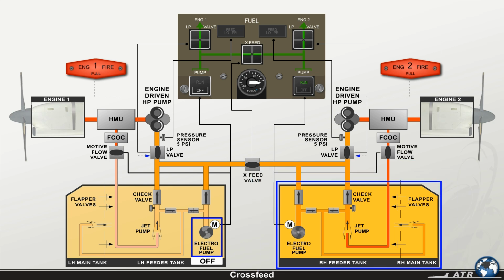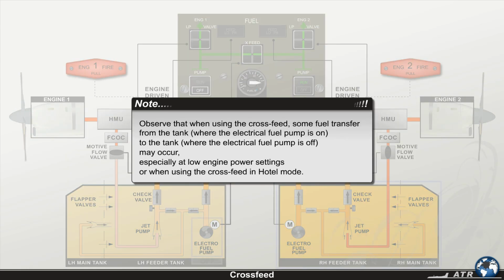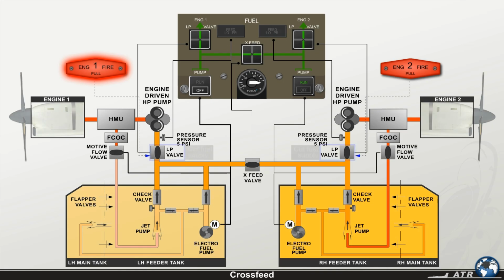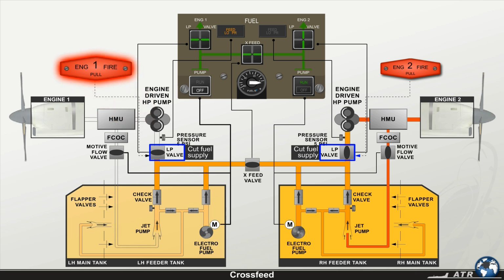to feed both engines. Observe that when using the cross-feed, some fuel transfer from the tank where the electrical fuel pump is on to the tank where the electrical fuel pump is off may occur, especially at low engine power settings or when using the cross-feed in hotel mode. To cut the fuel supply to the engine, a fuel low-pressure valve controlled by the associated fire handle is installed at the fuel outlet of each tank.